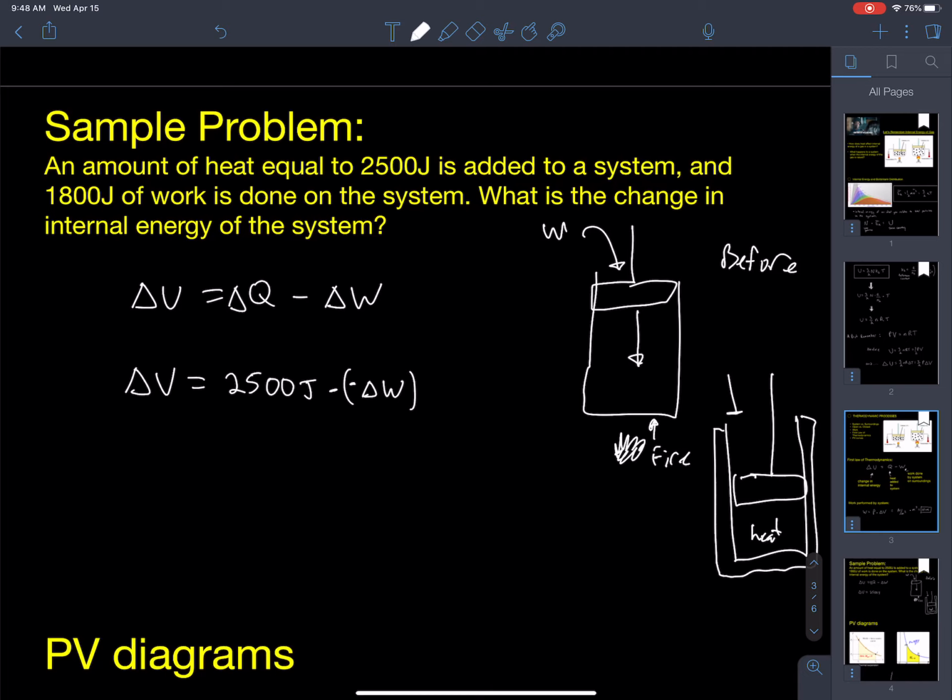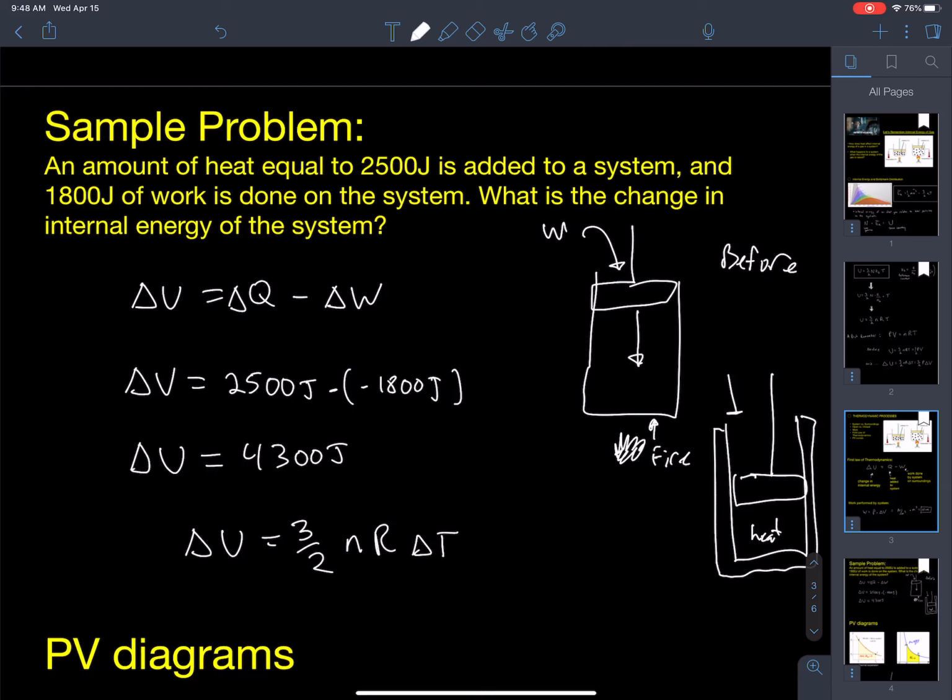Okay, right? Because work is being done on the system. So if I erase that, it's going to be negative 1,800 joules. Okay, so then my delta U, my change in internal energy, is going to be around 4,300 joules. Okay, and remember that the change in internal energy is equal to 3/2 nR change in T.